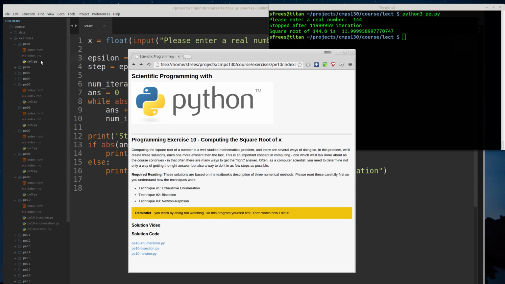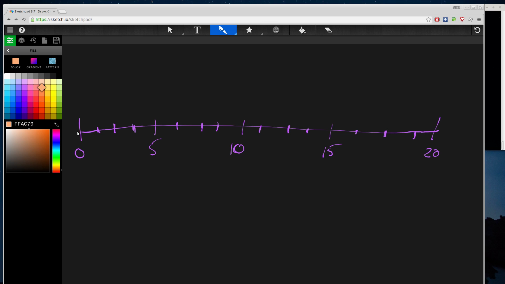All right, so in this video, we're continuing exercise 10, but we're going to be looking at a far better and a far more efficient approach towards finding the square root. So in the first video segment for this exercise, we looked at exhaustive enumeration, and the idea was to start at 0 and determine a relatively small stepping point and test every single value along the number line until we found the actual value whose square was within epsilon of the user's input.